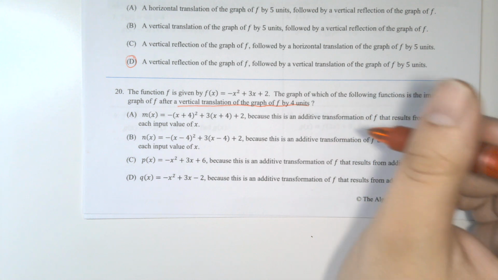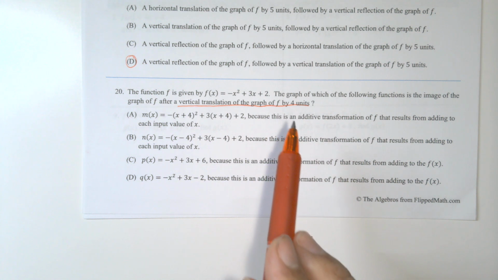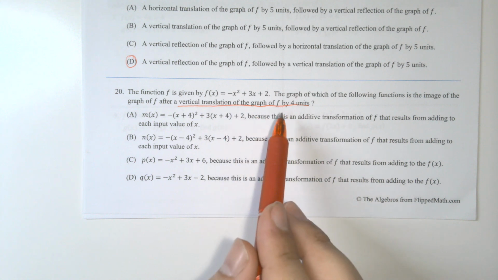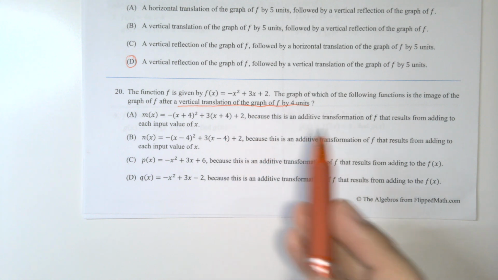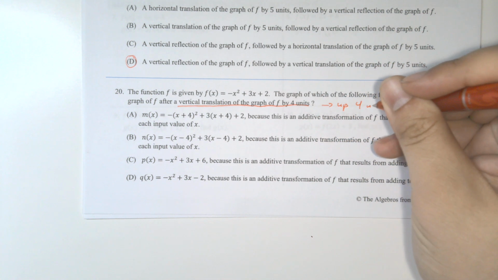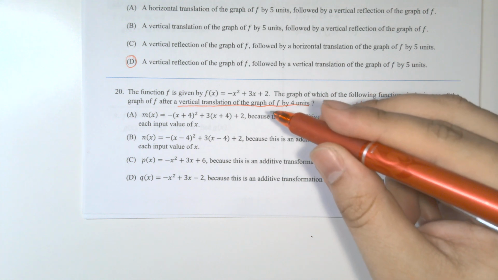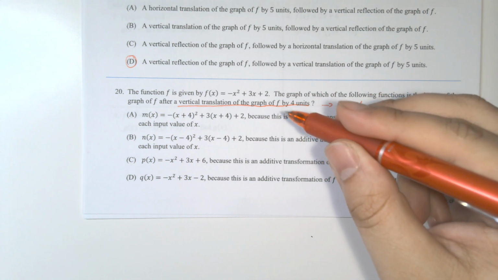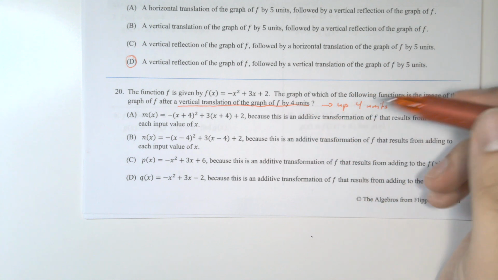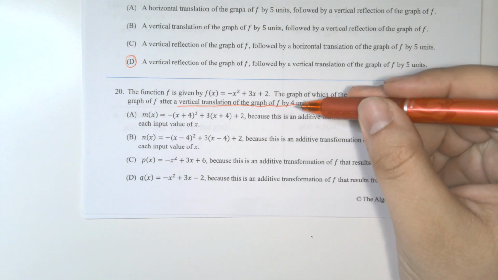So a vertical translation, now notice they're not indicating a direction. That's because it's implied that if it's a vertical translation of f by 4 units, this is up 4 units. Because if it said translation of the graph of f by negative 4 units, by negative 4 units would be down 4 units. So you have to pay attention to the sign here.